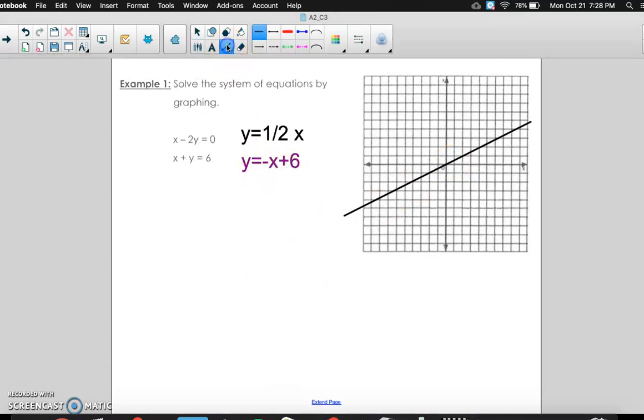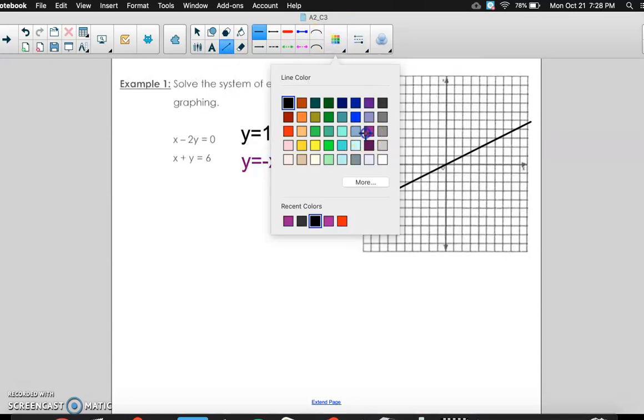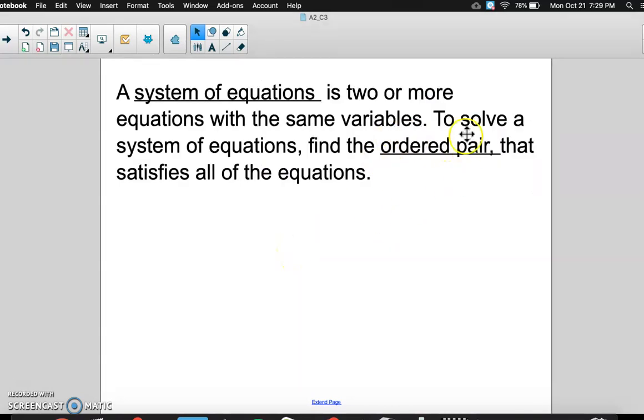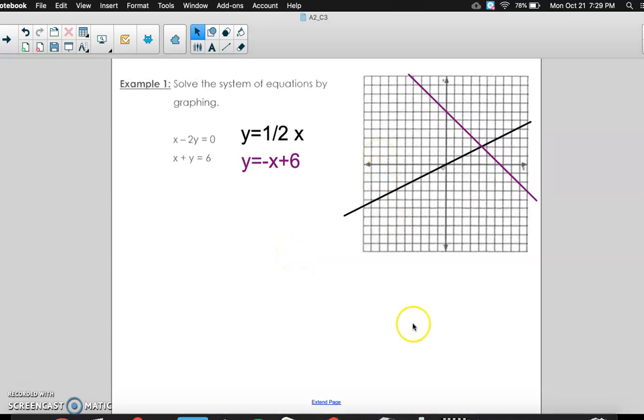Now let's graph the second line. Let's put it in a different color there too. This one tells us we start at positive 6, so let's go up to 0, 6. And then it says we have a slope of negative 1. So down 1, over 1, down 1, over 1. And I'm just going to continue this. And then again, I'm going to extend it back. If you're drawing this on your paper, it's obviously going to look a little bit different because it's going to be easier for you to graph than it is for me on the computer. But once we have those graphed, we are looking for the ordered pair that satisfies those equations.